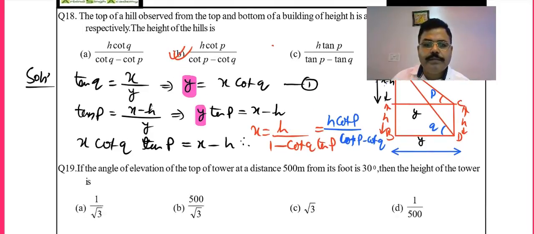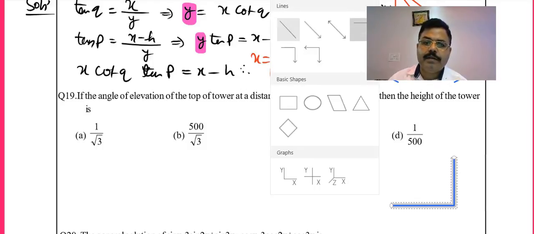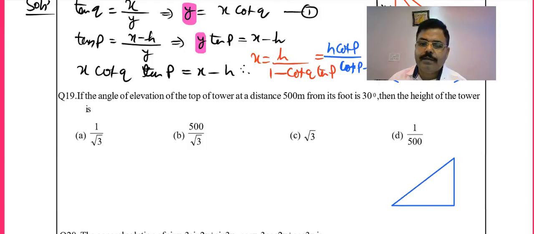The next question is, the angle of elevation of the top of a tower from 500 meter from foot. So we can take it like this again. And here angle of elevation is like this. So the angle of elevation is 30 degree from the top of a tower. This is a tower. I can take here, this is 30 degree from 500 meter from foot. So this is a 500 meter, right? And this height is say h, that you have to calculate.